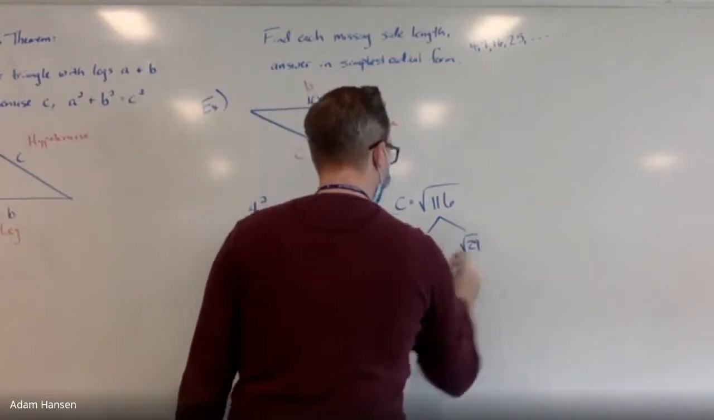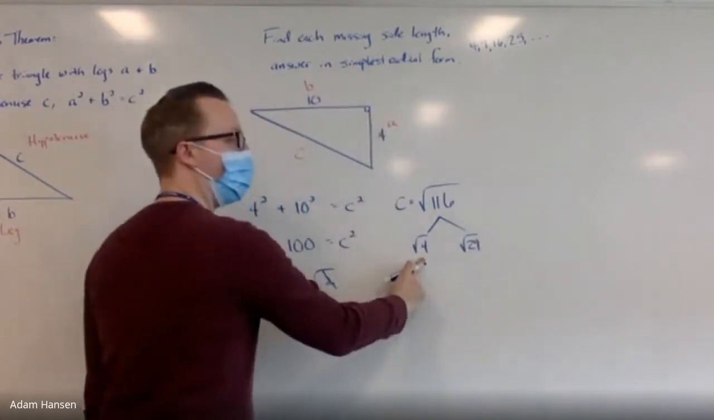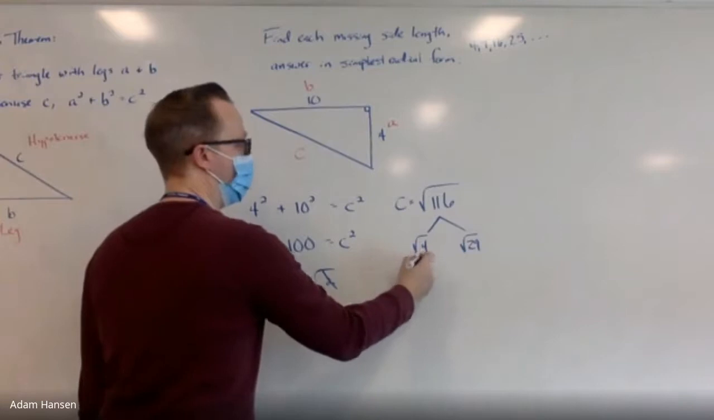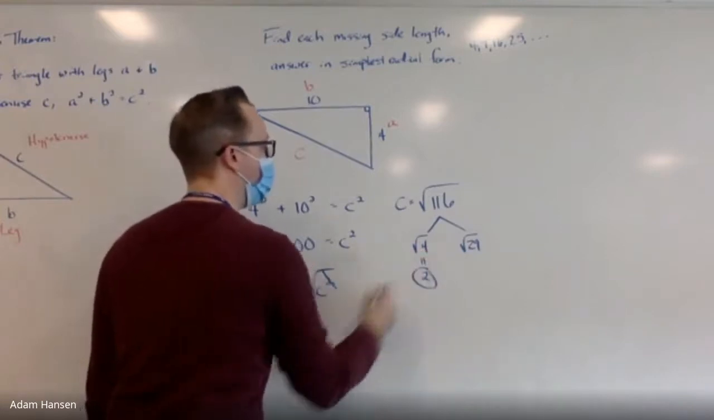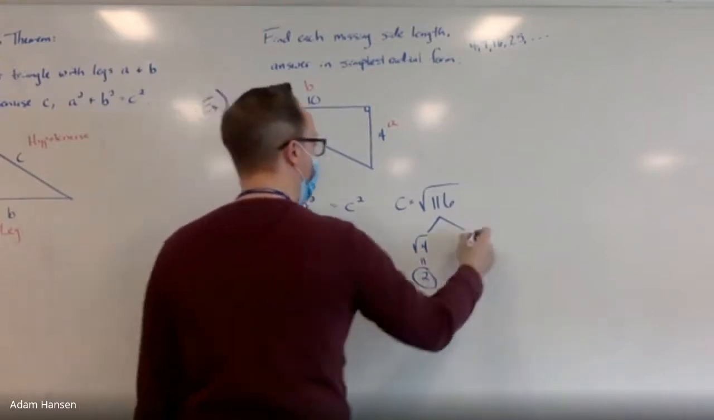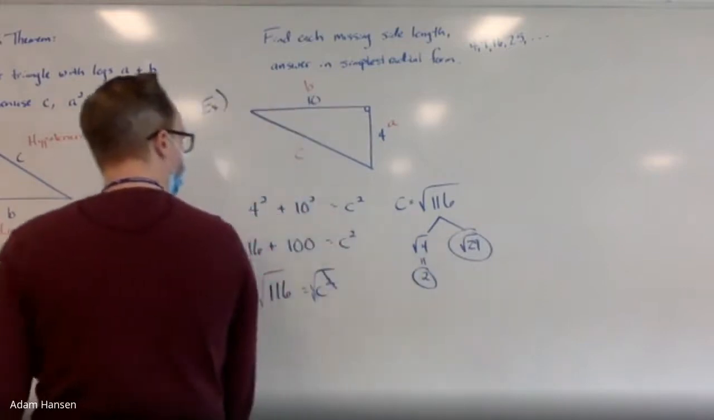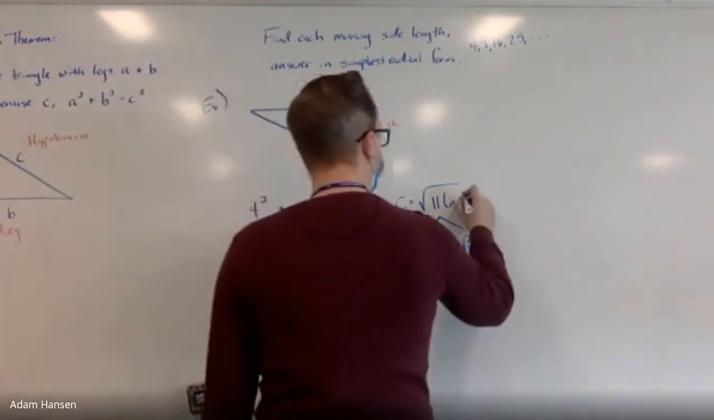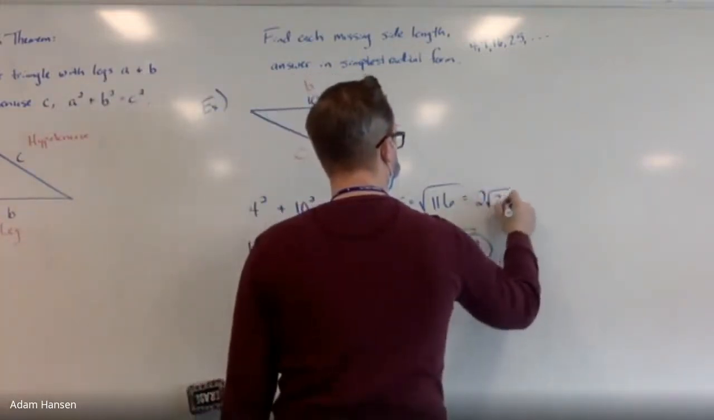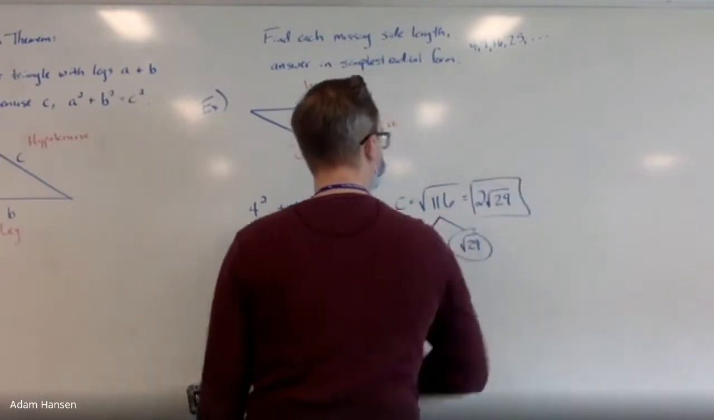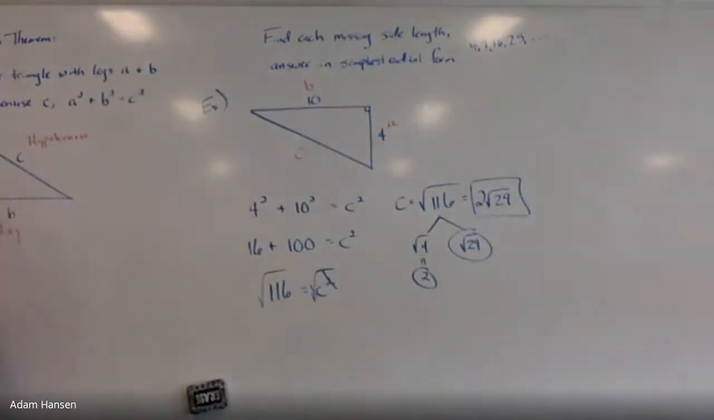But of course, we chose the square root of 4 because what is the square root of 4 really reducible down to? 2. Circle that, it's simplified. 29 is prime, so I think we're done there. Multiply those back together for our final answer, and it's 2 root 29. Hypotenuse has a length of 2 radical 29.